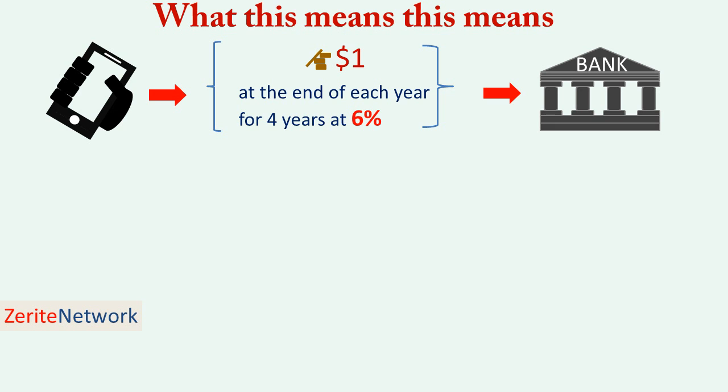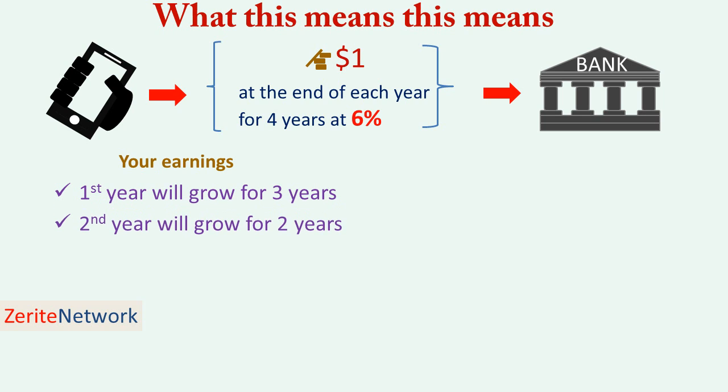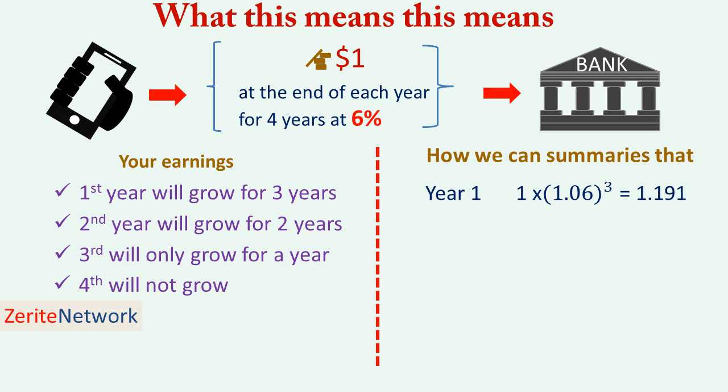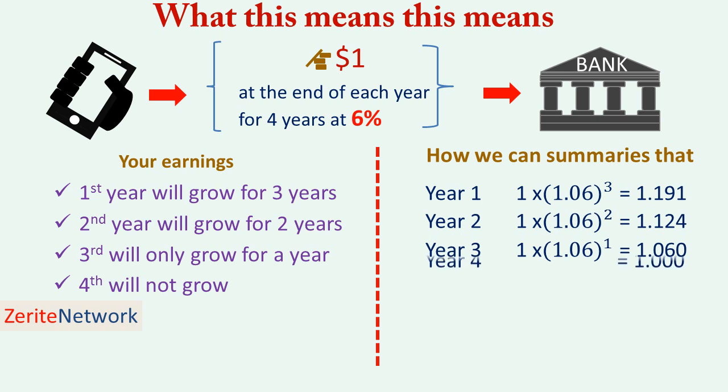This means that the amount you've deposited on the first year will grow for 3 years, the one you deposited on the second year will grow for 2 years, the one you deposited on the third year will only grow for 1 year, and the one you deposited on the fourth year, that being the maturity year, will not yield any interest. This is how we can summarize that. So year 1, year 2, year 3, and year 4. The total will give you 4.37. Now, we were assuming that the amount here is just $1, so it will give you that.